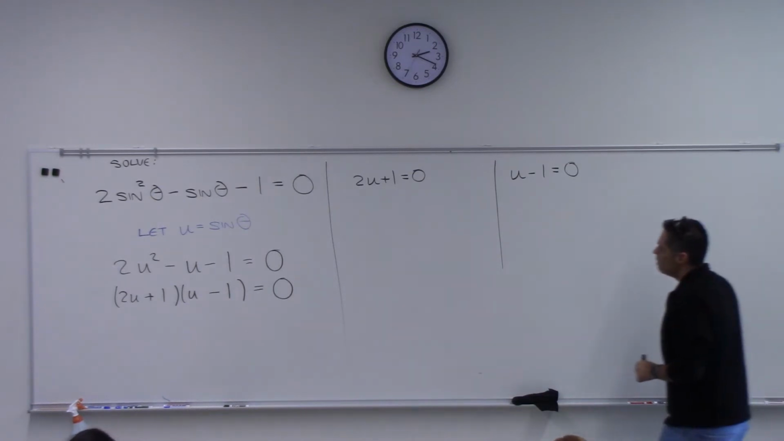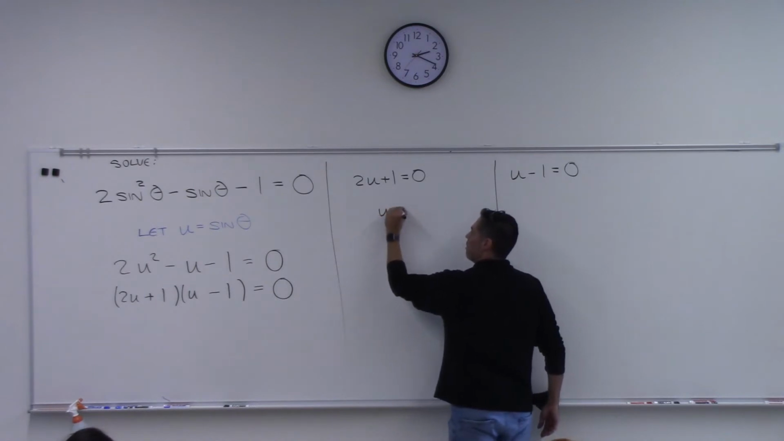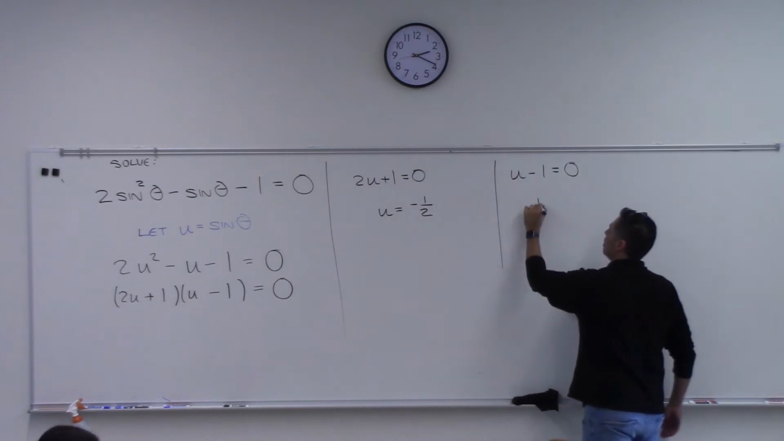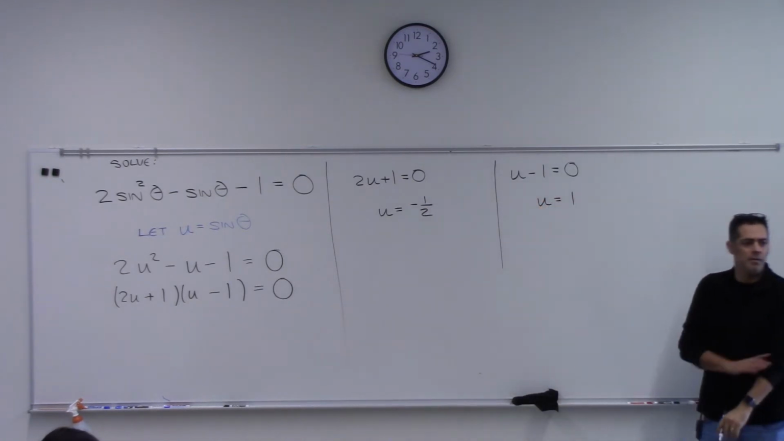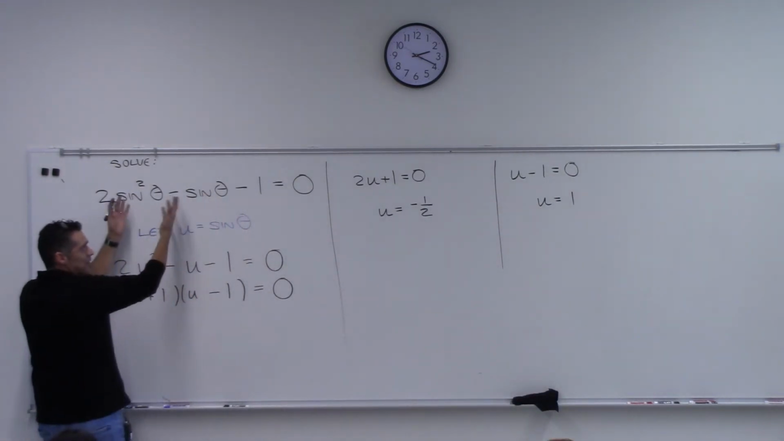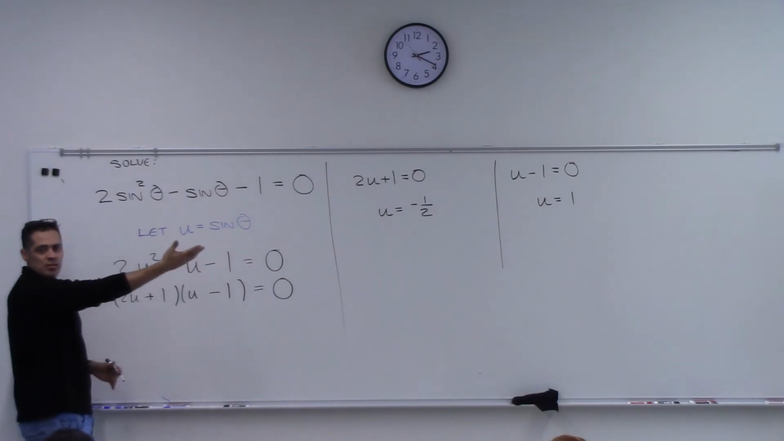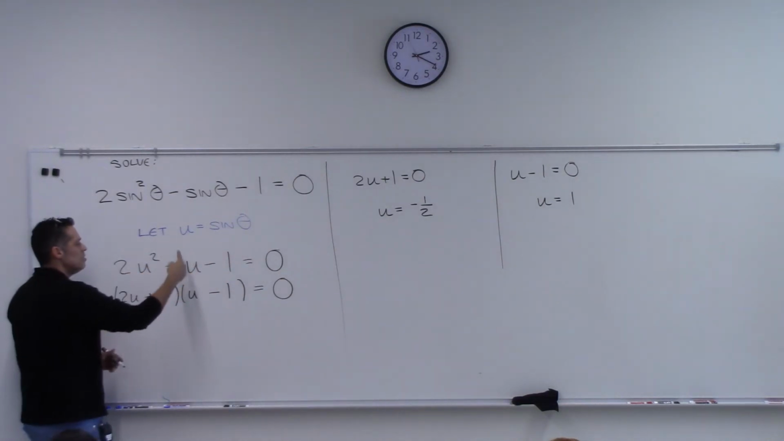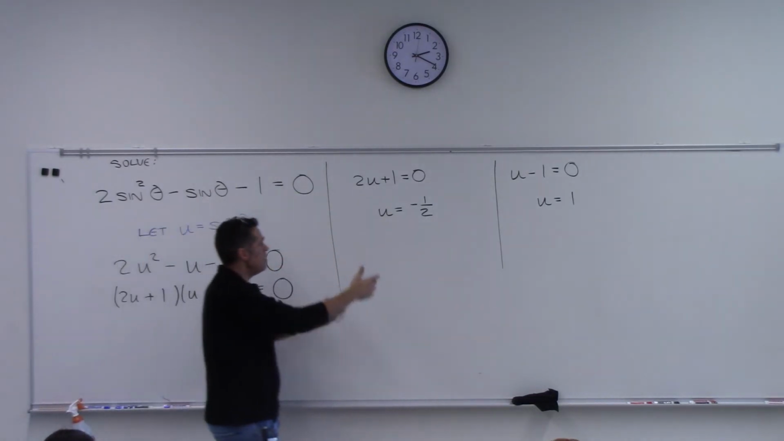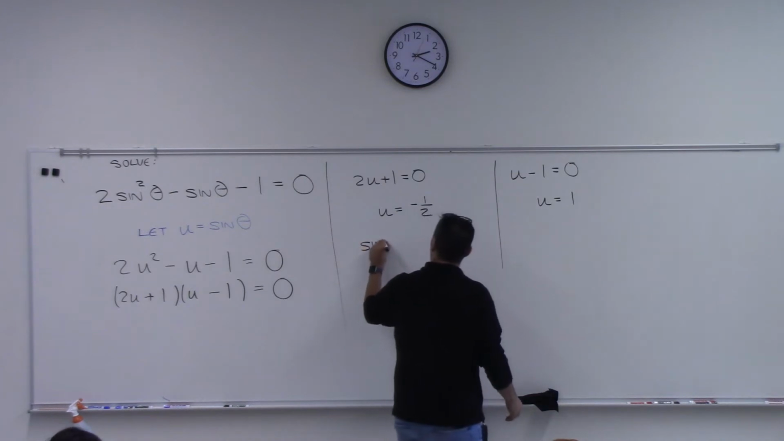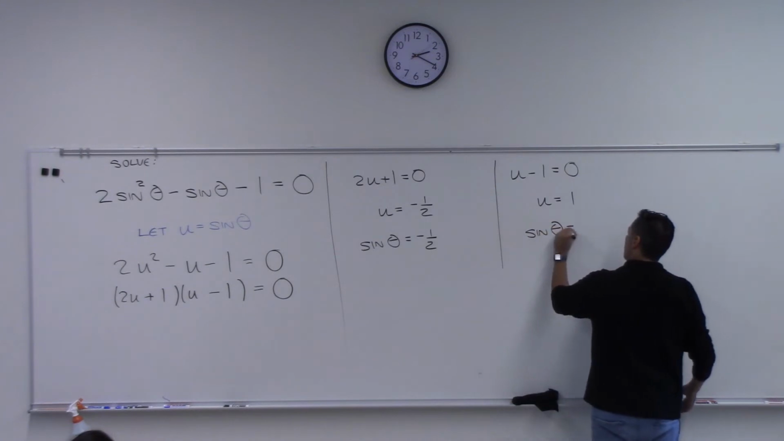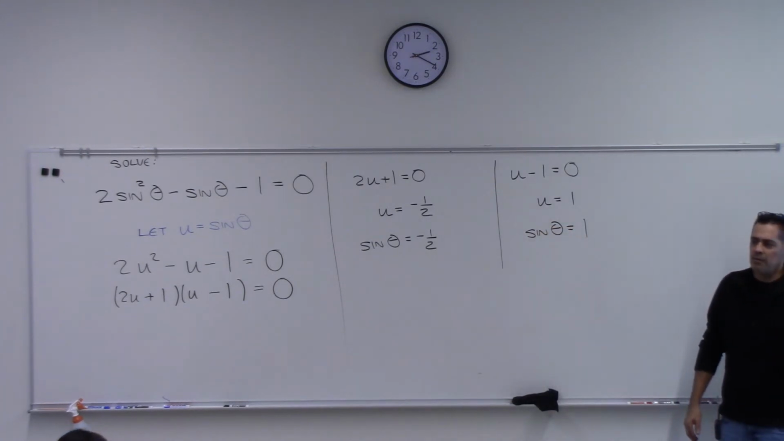All right. This one, what's the solution for u? Negative a half, right? And over here, u is 1, right? So, had this equation been this, those would be our 2 solutions, right? But we made a substitution. We said u is sine theta, right? So let's go back and replace u now with sine theta. So this says sine theta is negative a half. And this says sine theta is 1. Right?